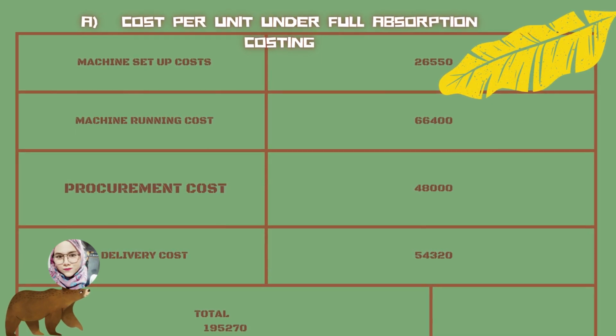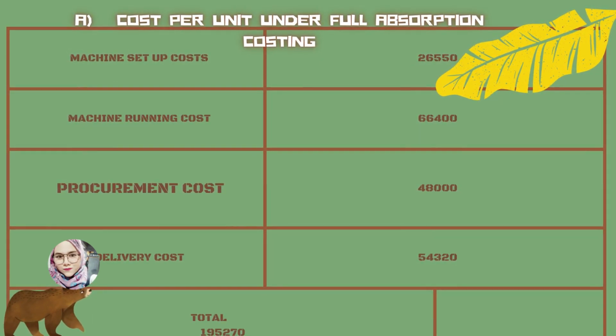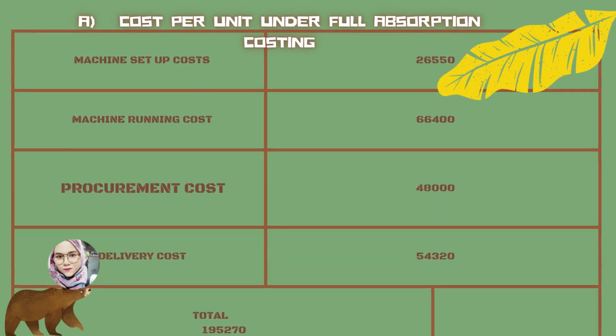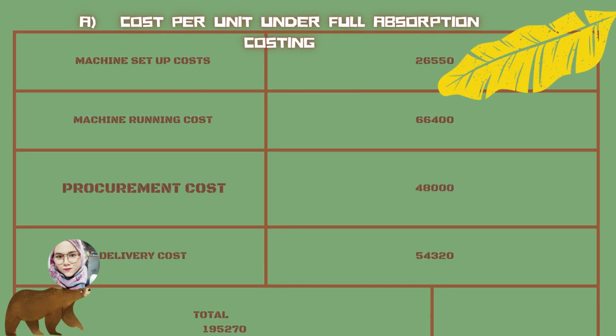Question 2A. The question asks about cost per unit under full absorption costing. Machine setup cost 26,550. Machine running cost 66,400. Procurement cost 48,000. Delivery cost 54,320. So the total is 195,270 ringgit.